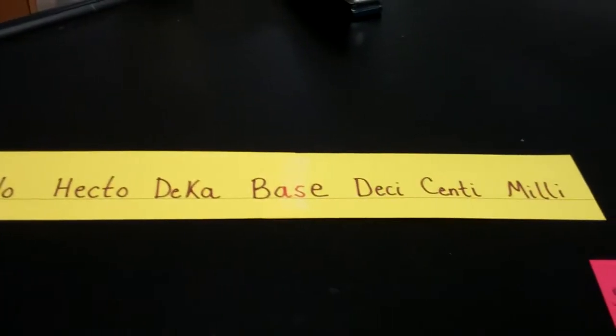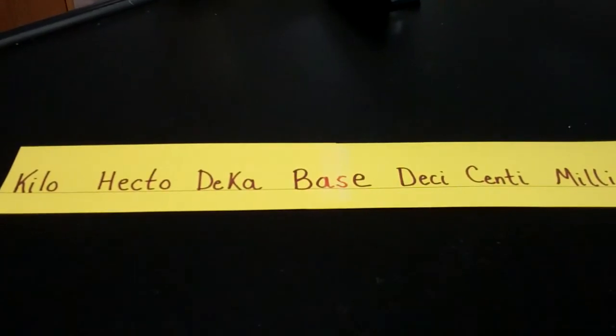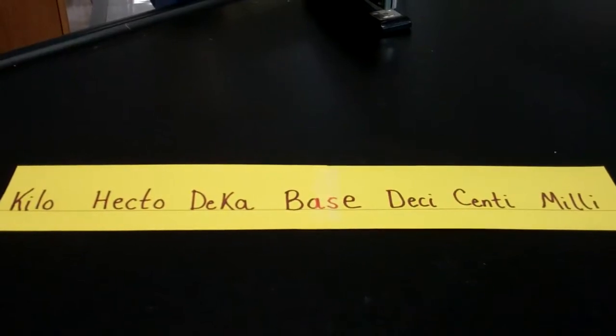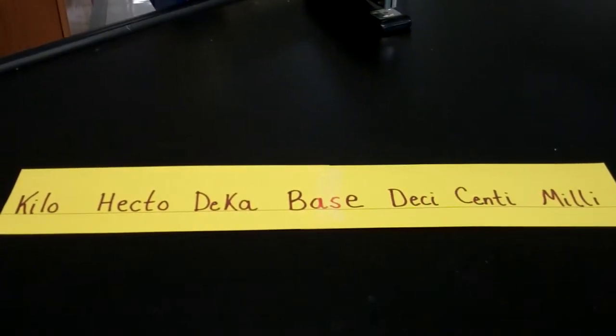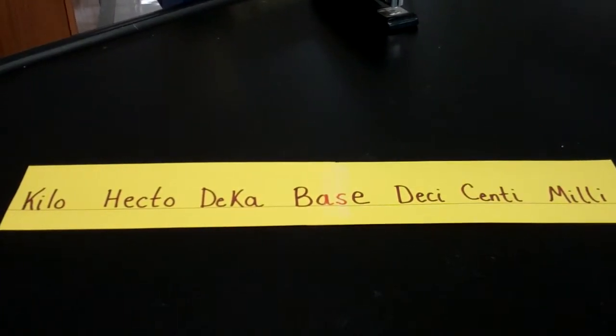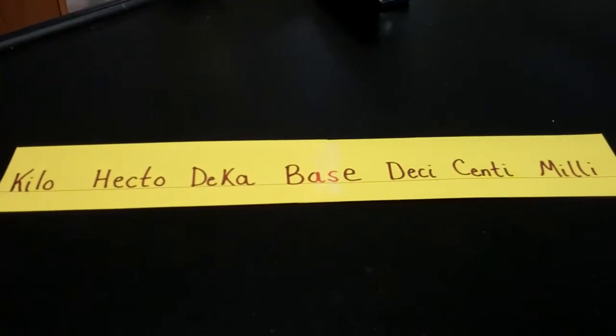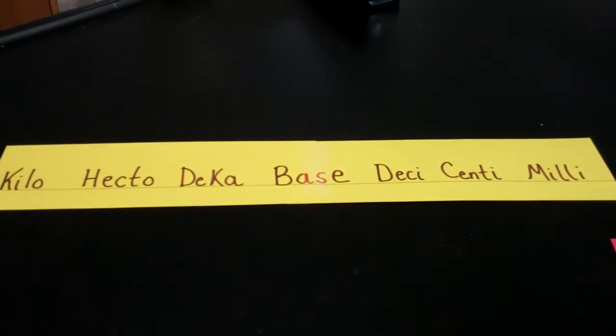This is a tutorial of how to convert in the metric system from metric to metric using the looping system I taught you in class. So you will notice that once again, this is the metric system. Kilo is our largest unit of measurement. Hecto, deca. We have 3 base units.